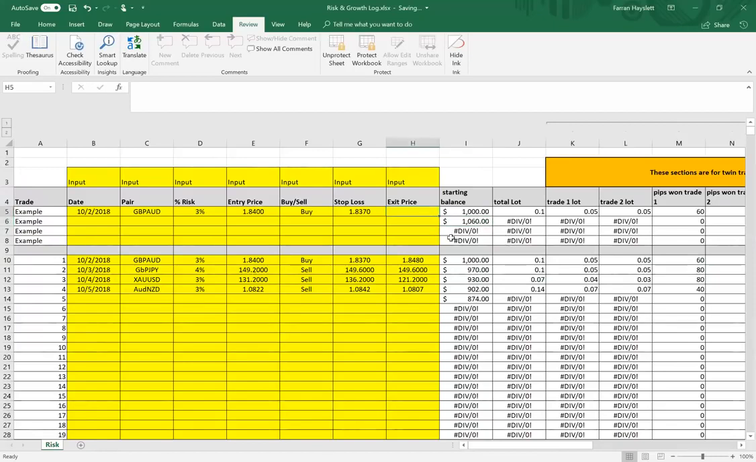Now, again, this is a log, so make sure you log your exit price. If I won 60 pips, I ended the trade at 0.18460. That was my take profit. So I put that there. Okay. Now let's go on to the next trade.